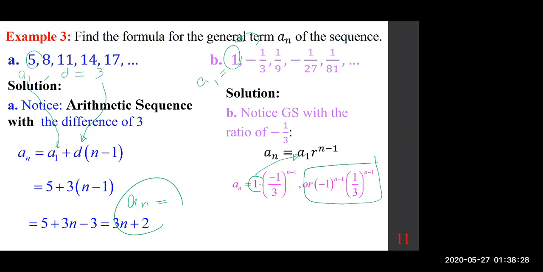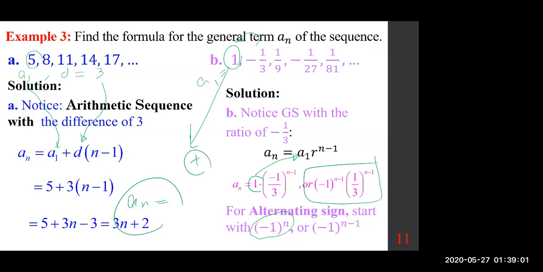With that being the case, the sign is always negative 1 to the power of n or negative 1 to the power of n minus 1. Why is that? See, if we choose this one, for n equals 1, the first term becomes negative because negative 1 to the power of 1 is negative 1. So for our sequence, because it starts with a positive 1, I'm looking at the sign only, that doesn't work. So what works is this one.